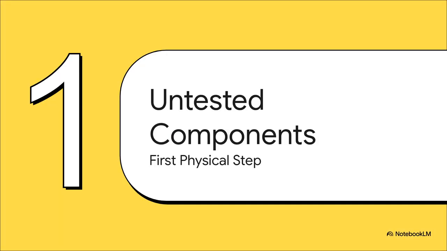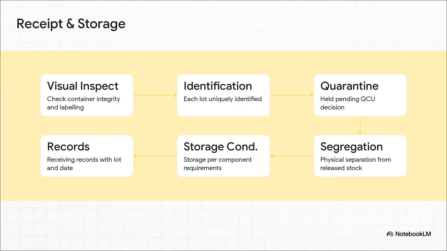Receipt of untested components. This is the first critical step in the physical life cycle. So we begin at the very start of the unbroken chain, the exact moment an untested component physically enters your facility. Section 211.82 dictates 6 non-negotiable operational steps that transform an unverified delivery into a tightly controlled, trackable inventory item.